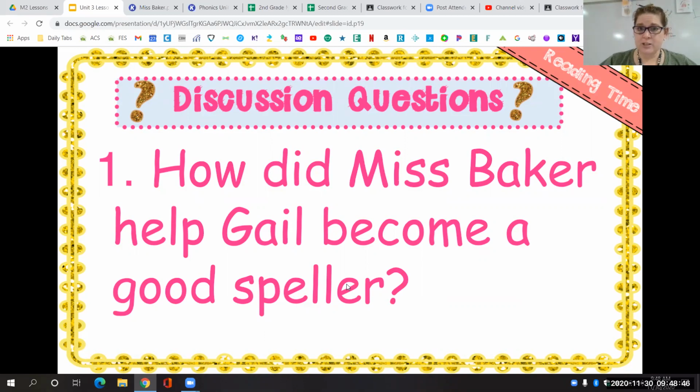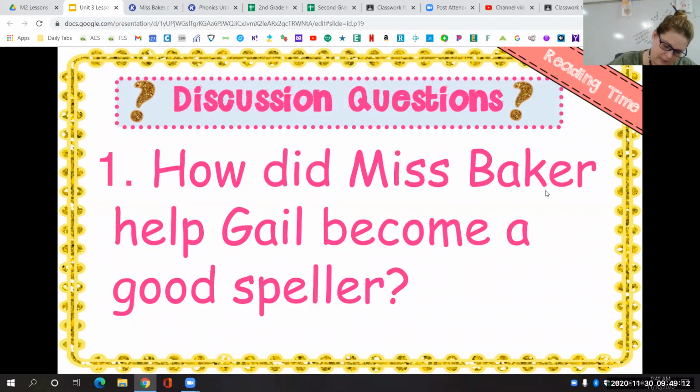You wrote a prediction about what you thought Miss Baker did to help Gail become a good speller. But what did she really do? What did Miss Baker do? She made spelling trees. So we need to write that on the bottom. Remember, I folded your paper in half. So we're going to write the answer to this question.